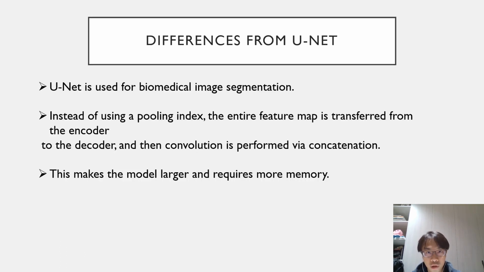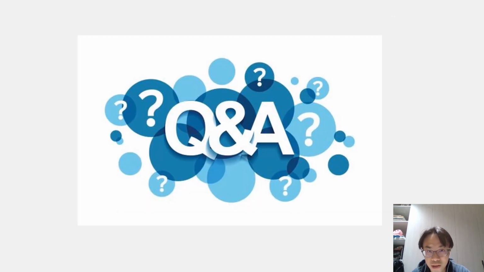What's the difference from the U-Net? First, U-Net is used for biomedical image segmentation. And second, instead of the usage of pooling indices, the entire feature map is transferred from the encoder to the decoder, and then convolution is performed via concatenation. And third, this can make the model larger and require more memory. And this is our lecture review.